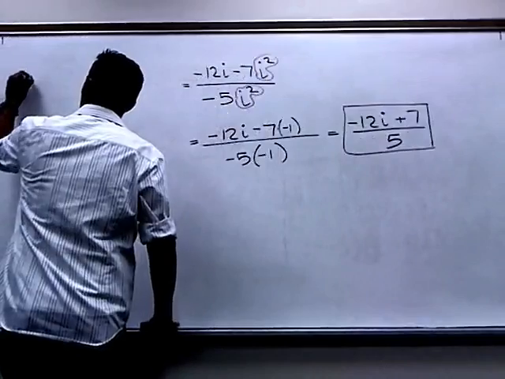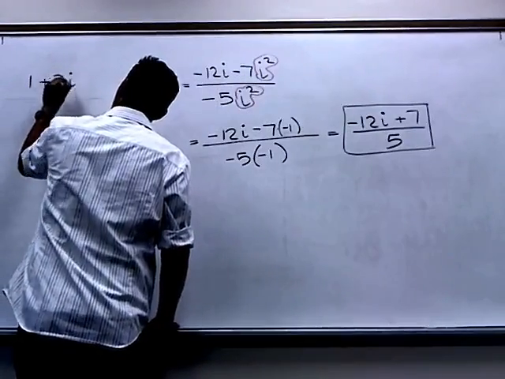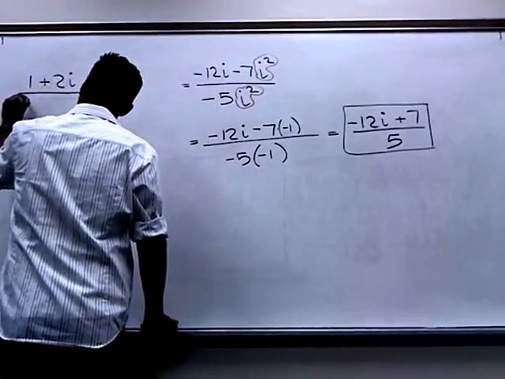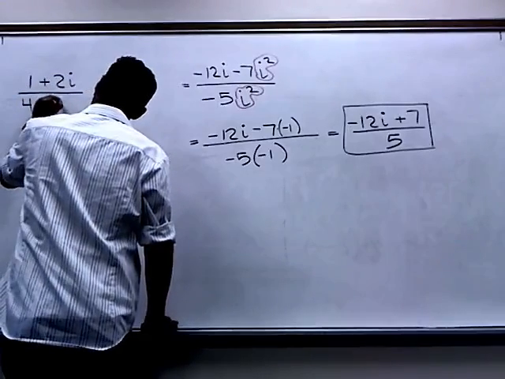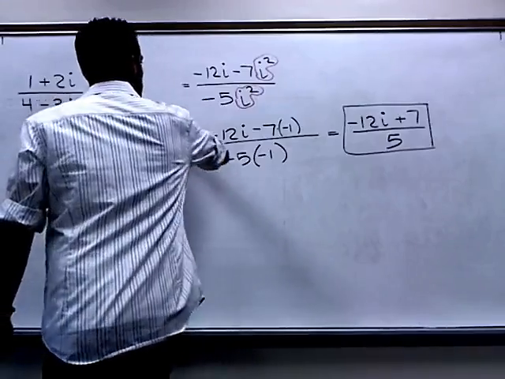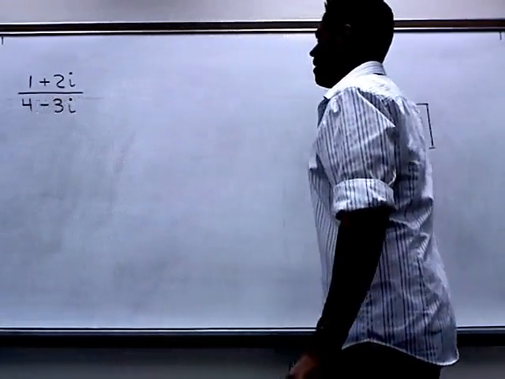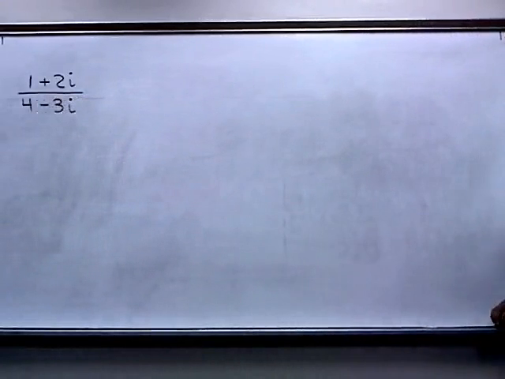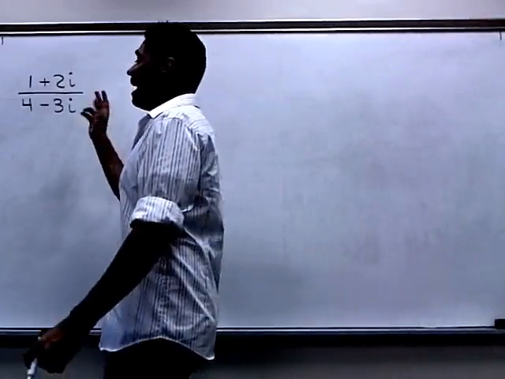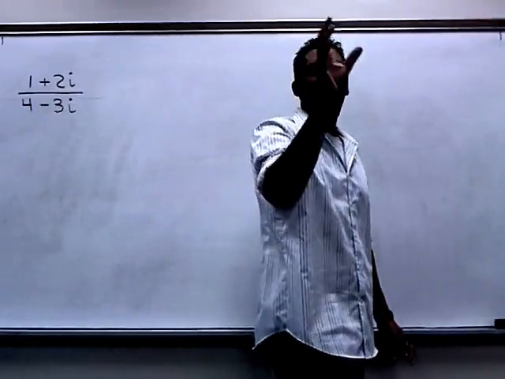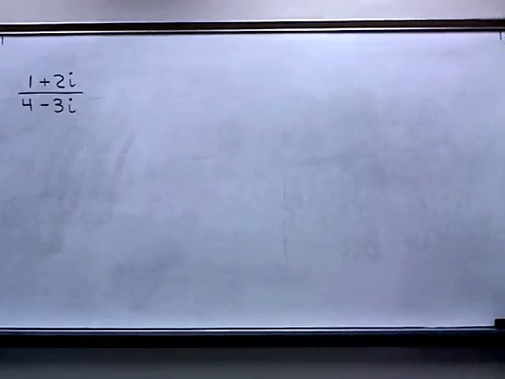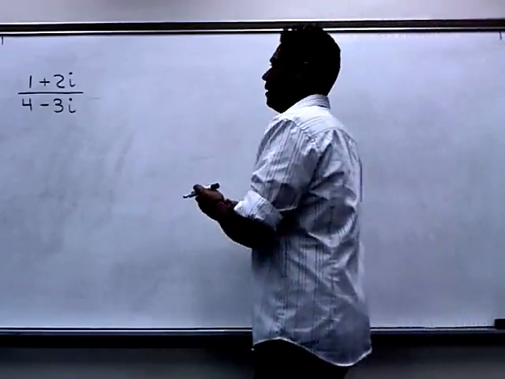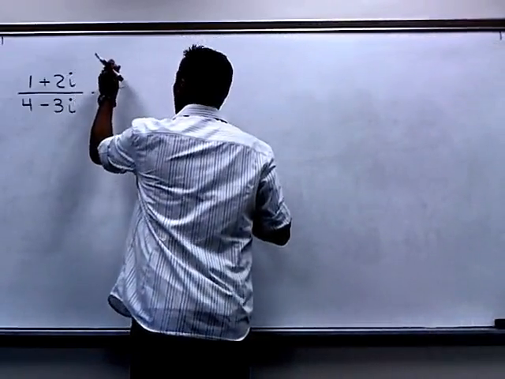How about this? 1 plus 2i over, no, I'll make it 4, minus 3i. What's different about this problem? Good, 2 terms in the denominator. Last time, the last 2 problems, I just had negative 5i or just a number with an i next to it, 1 term. Now I have 2. Now don't write this down, but let's just talk about why this is not going to work this time.